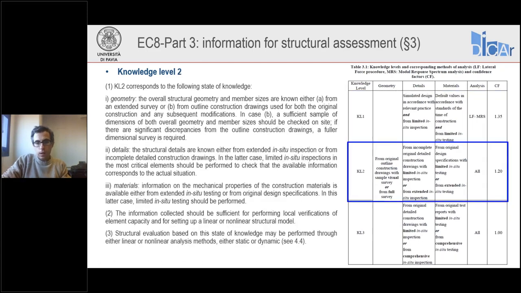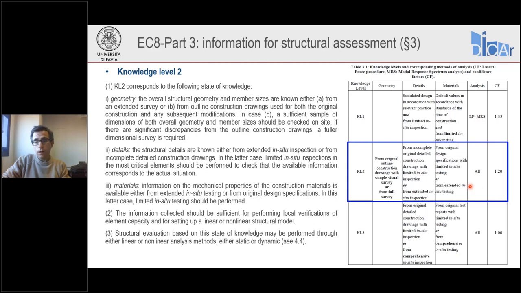In case you select KL2, the information regarding the details can be obtained from original construction drawings, although incomplete, also performing a limited in-situ inspection. Otherwise, if these drawings are not available, you have to perform extended in-situ inspections. Information on the mechanical properties of the materials has to be obtained from original design specification with limited in-situ testing or from extended in-situ tests.